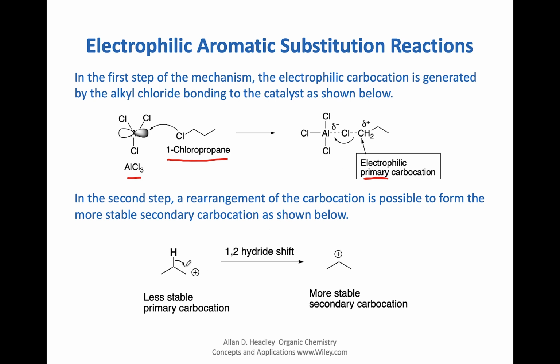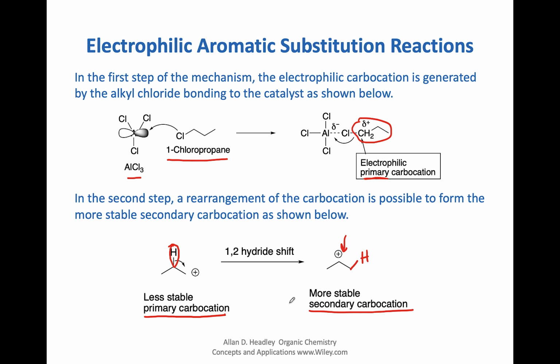But here's a challenge. The less stable carbocation that's formed here, we can have here a hydride migration, where these electrons and the H moves over to here. So here it is, and what's left behind is a positive charge, which is now a secondary carbocation.